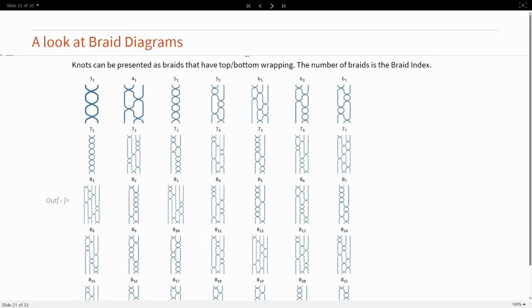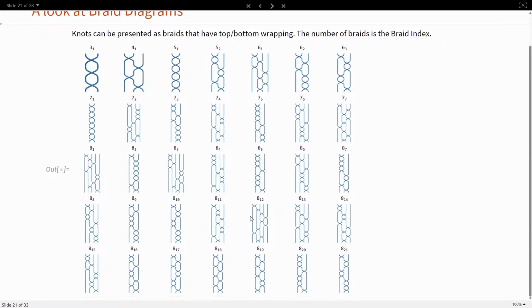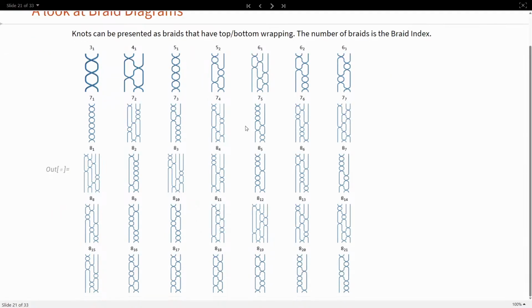We can take a look at these braid diagrams. The number of braids in it, for example, this one has 3 braids, so its braid index is 3. This one here has 5 braids, so its braid index is 5. And the smallest braid index you can have is 2, for example, these 2.